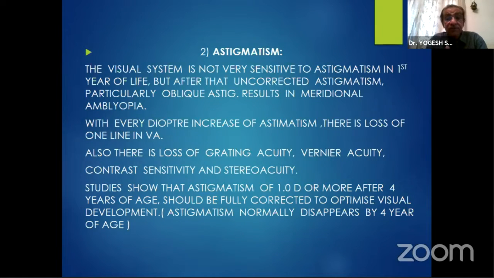You see, don't neglect that. Don't undermine that. You may all be thinking that there is a problem in the NLD. No. First, take the vision and do a proper cycloplegic refractive error correction. Studies show that astigmatism more than after 4 years of life should be fully corrected to optimize visual development. That is, astigmatism normally disappears 4 years later.